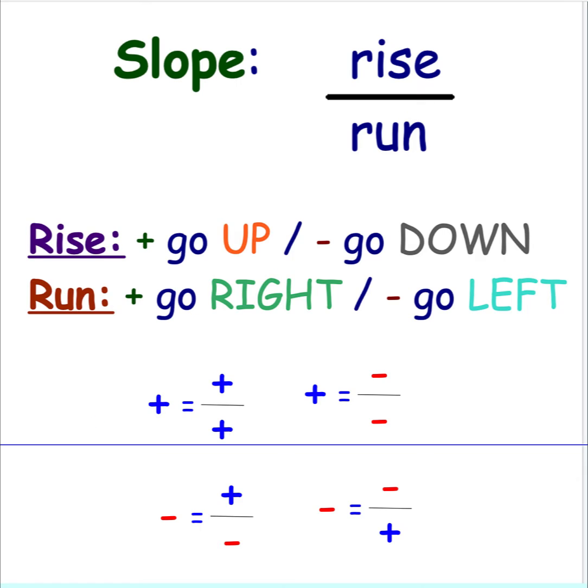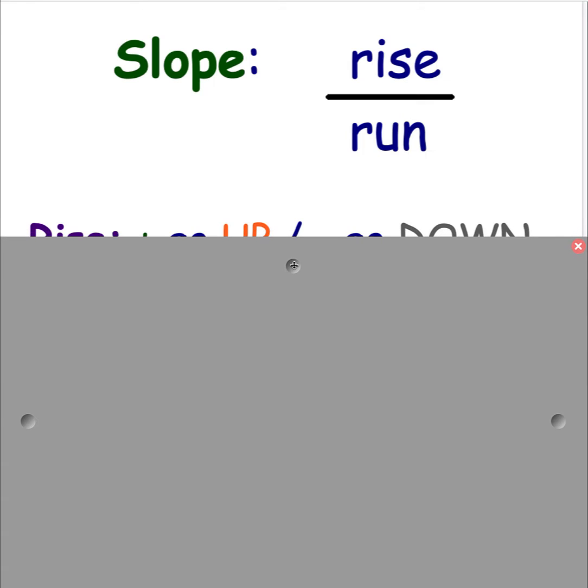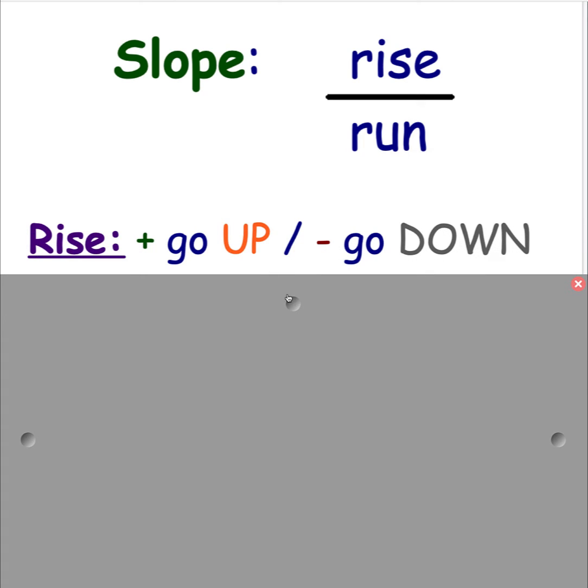Okay, so just a couple things to remember. Remember, slope is a ratio of rise and run. Okay, and the slope is a big important number that you need to get out of your equation in order for this to work. Okay, so the rise, remember, can be a number that's positive or negative. If it's positive, that number is going to tell you to go up from your y-intercept. If it's negative, it's going to tell you from your y-intercept you should go down.